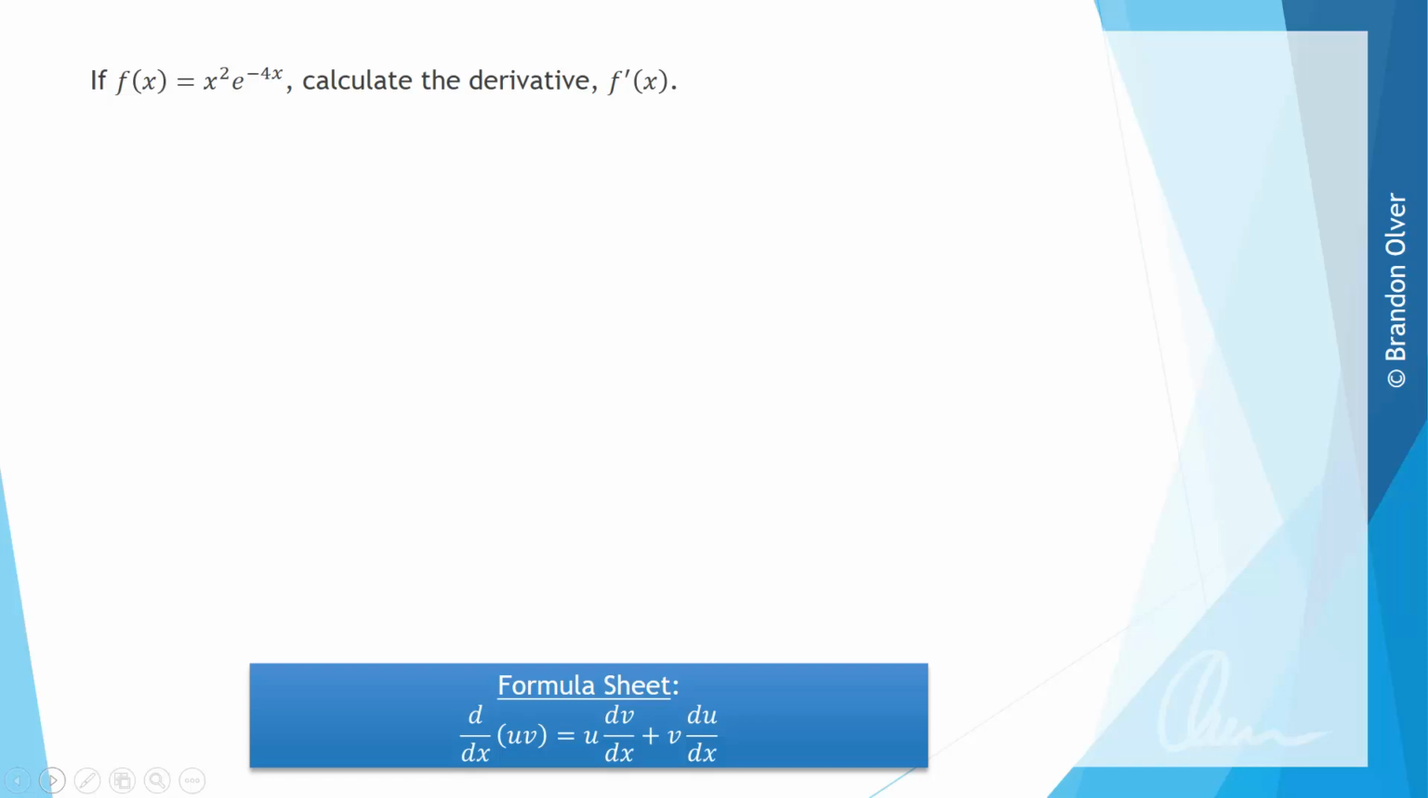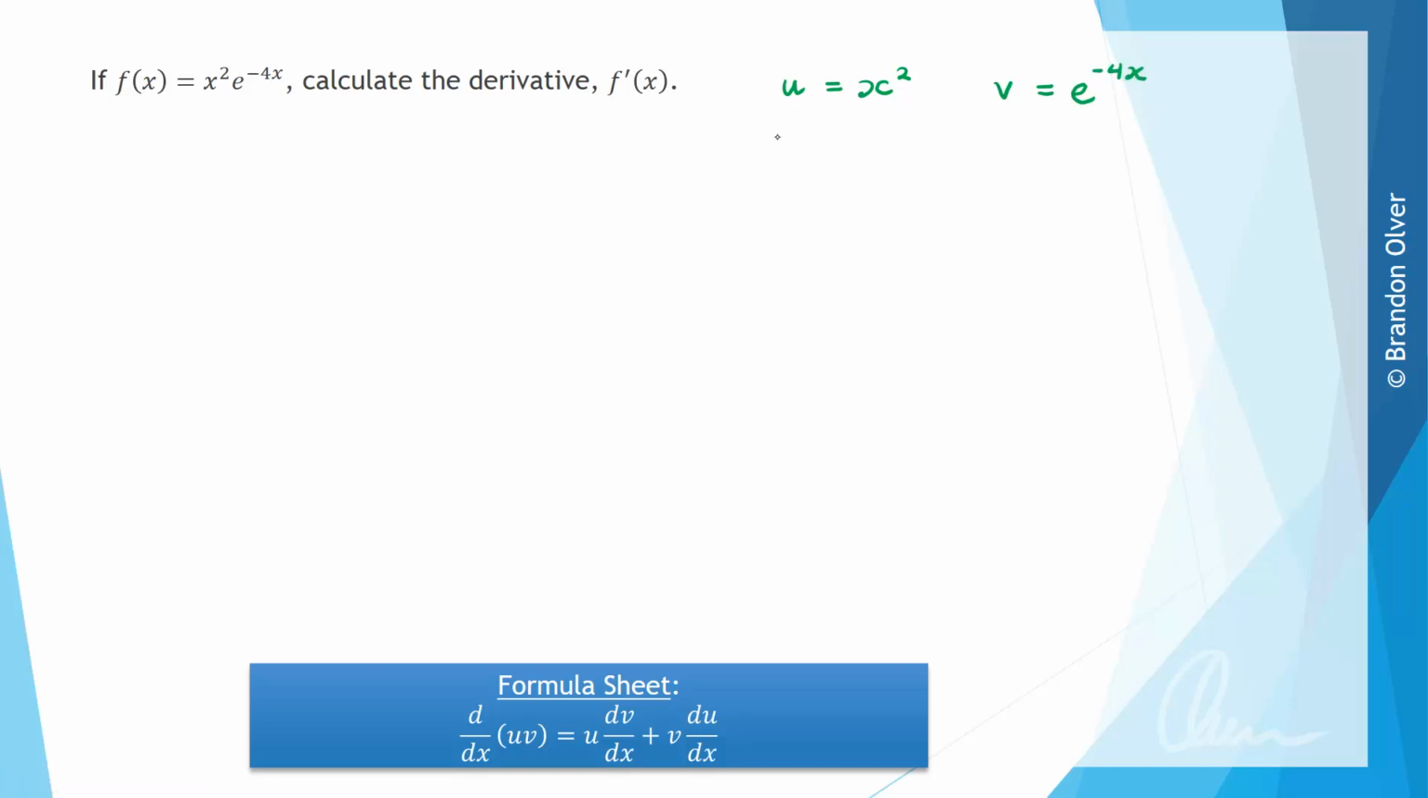the derivative of two functions u and v multiplied together, we calculate the derivative as being u times dv dx plus v times du dx. So that means to help compute this derivative, we're going to set up two functions, u, which is the first function that's being multiplied, so that is x squared, and v, which is the second function that's being multiplied, which is e to the power of negative 4x.